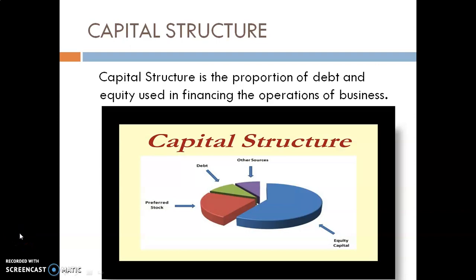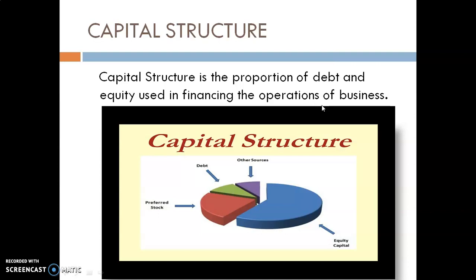Hello students, in this video we will discuss what is capital structure and what are the factors which affect the capital structure. Now what is capital structure? Capital structure is the proportion of debt and equity used in financing the operations of business. The proportion, the quantity of debt and equity we are using in financing the operation of business is called capital structure.